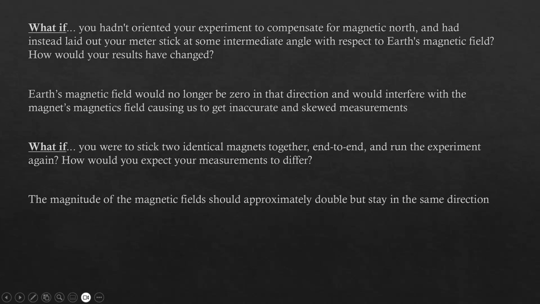And what if I were to stick two identical magnets together end to end and run the experiment again? How would I expect my measurements to differ? The magnitude of the magnetic fields should approximately double but stay in the same direction.